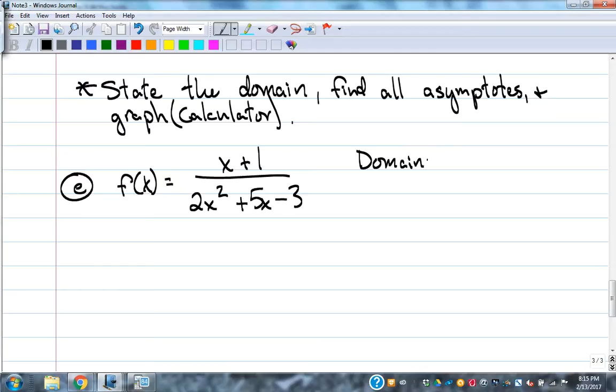How do we find the domain? Set what equal to 0? The denominator. So I'm going to set 2x squared plus 5x minus 3 equal to 0. And because I'm in the rational functions part of the world here, how am I going to try to solve that? By doing what? What we've been doing all night. Factoring. That's what we want to use. That's going to help us. Okay? So we're going to factor that.